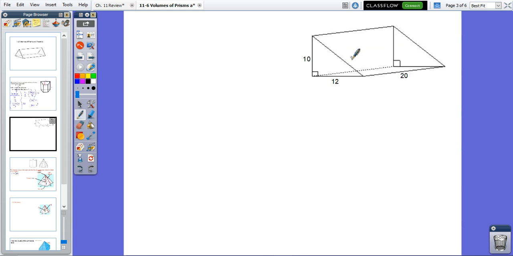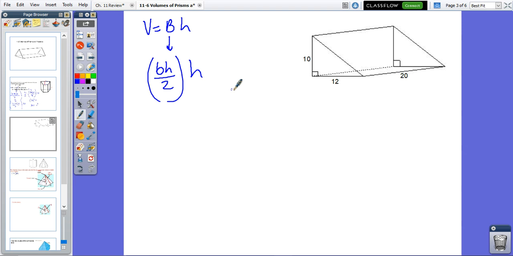Let's try the same problem again, but now we're going to look at a different prism. So this is a triangular prism. Again, why is it called a triangular prism? Because of the triangle. So again, volume equals area of the base times the height. The base is a triangle, so we do the triangle formula, which is base times height divided by 2. And then that's going to be times the height of the entire prism. So here's our 90 degrees, so we can go ahead and call this our base and our height of the base of the triangle. So we got 12 times 10 over 2. And then the height of the entire prism, remember, it's the perpendicular distance between the two bases.